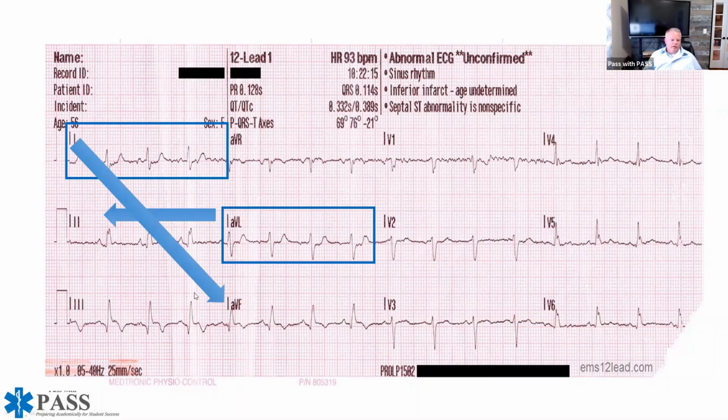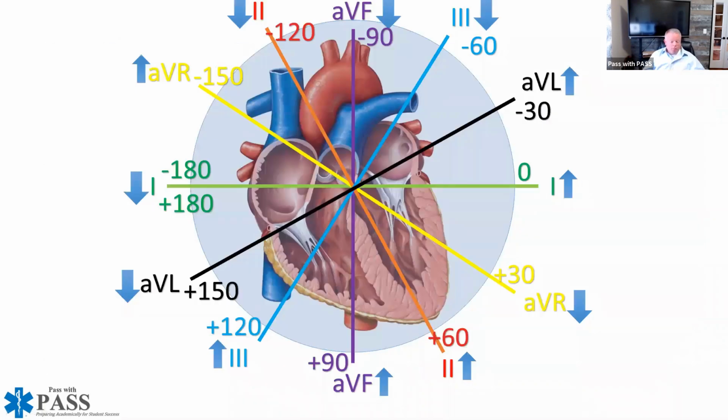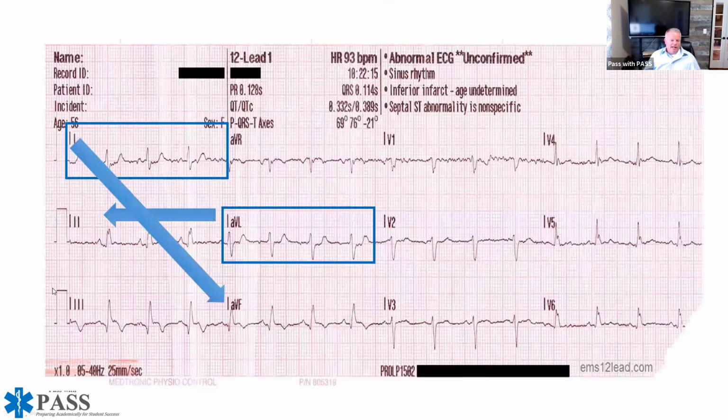Look at 1 and AVF. I'm telling you that I think that 1 is the most equiphasic in addition to AVL. When I look at 1 and AVF, I should be able to plot this on the chart. One concept that is very, very important is that you have to do this or you're not going to be on the right path.